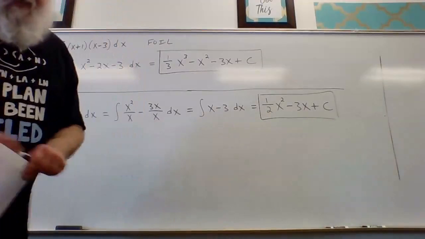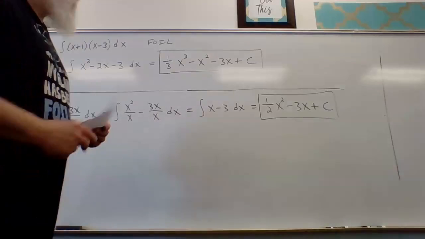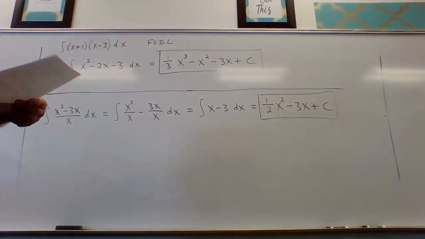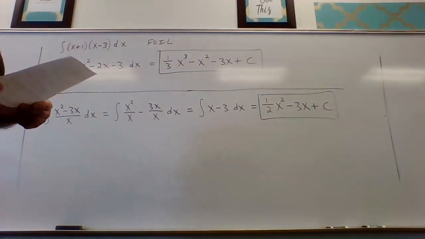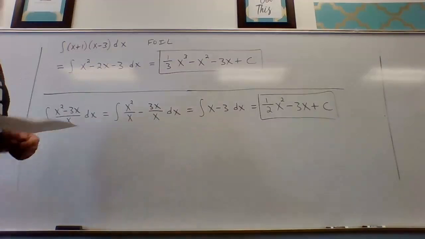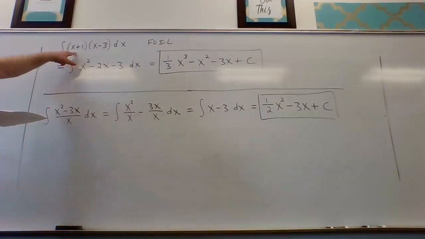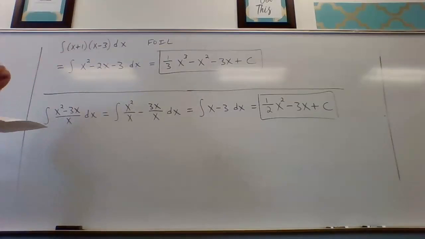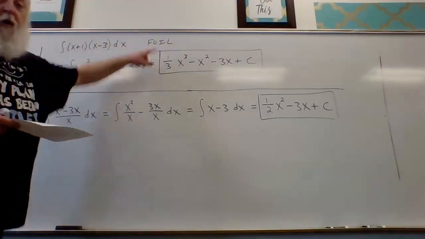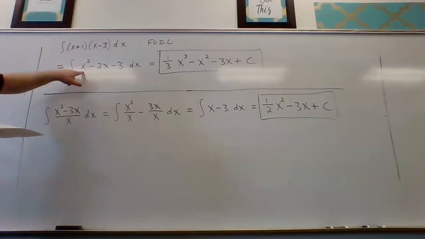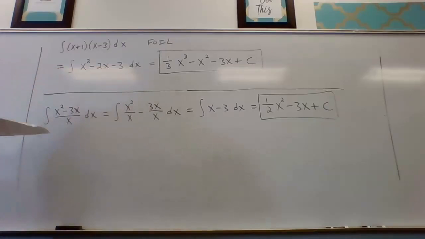All right, class, we are continuing with the examples at the top of page 72 for Rule 4. At the top of page 72 is example 3. We have to find the antiderivative of x plus 1 times x minus 3. Well, before we do that, we've got to carry out this multiplication. So we're going to FOIL. And when we FOIL x plus 1 times x minus 3, we get x squared minus 2x minus 3.